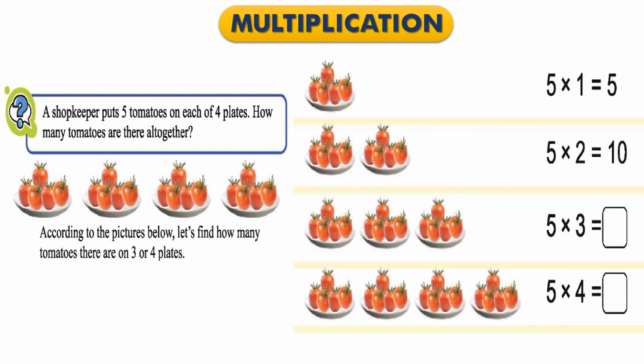Next we can see that there are 1, 2, 3 plates where each plate has 5 tomatoes. So we will write 5 multiply 3 is equal to, as we know, 5 3s are 15. And now the last one, we can see that there are 4 plates and each plate has 5 tomatoes like before. So here we can see that 5 multiply 4 is equal to 20. Well, this is how you learn to do multiplication.